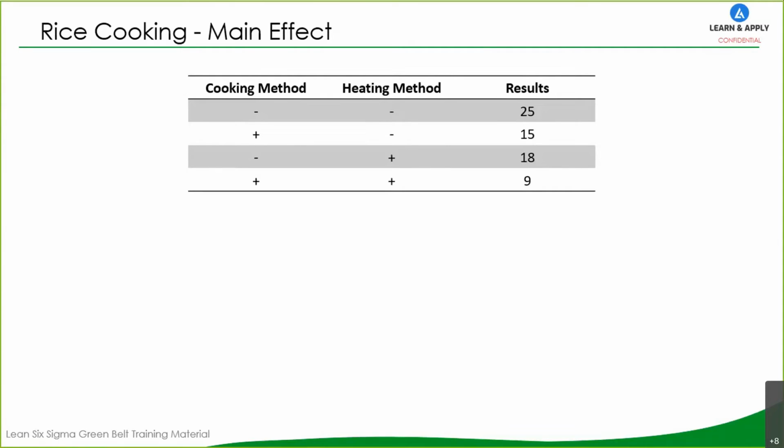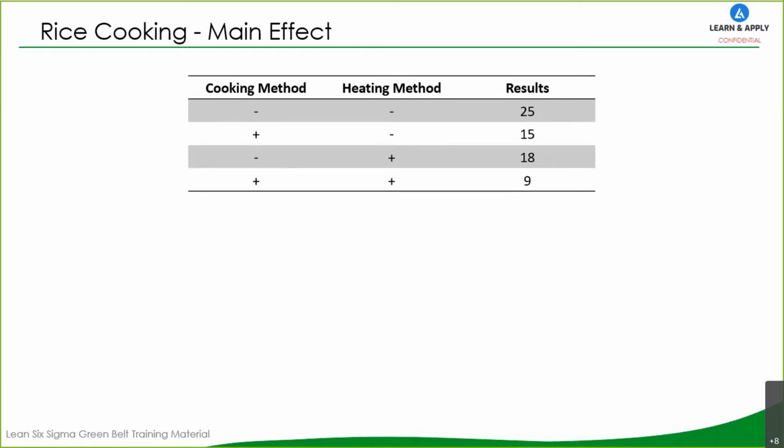Okay, and now we are going to see what is the main effect. Now we had seen various concepts. Practically, we had seen what is the response. It's cooking time. What are the factors? There are two factors: cooking method and heating method. We had seen the levels for it, like pan, pressure cooker, stove and LPG, right? We had also seen the response, that's cooking time. Up to this point, I think it's very clear, right? Is there a doubt? No. It's clear.